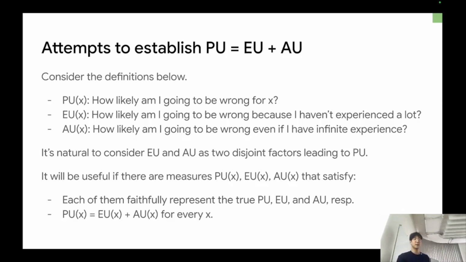Although this may be disputable, because maybe epistemic uncertainty could be defined as how new this is, without caring so much about whether I'm going to be wrong because of that. But I can also see their point when people argue that the epistemic and aleatoric parts are dissecting the possible causes of being wrong for this sample. And aleatoric uncertainty is basically how likely am I going to be wrong even if I have infinite experience, right? So now EU and AU are complementary to each other, and they sum to a whole. So in that case, it makes sense to say PU of X is actually the sum of EU of X and AU of X.